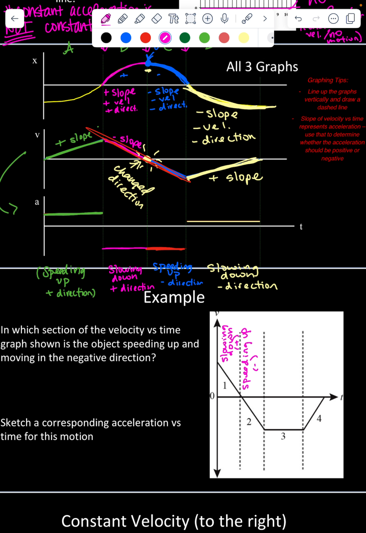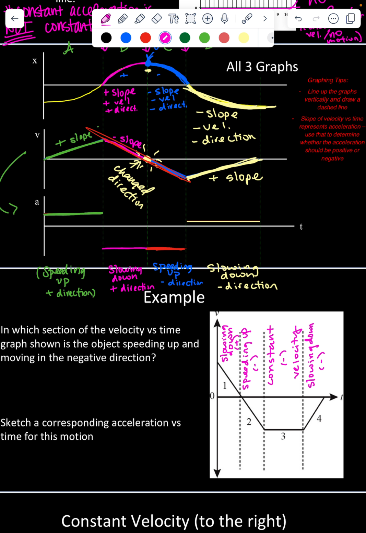Segment 3 is a horizontal line below 0. That means that we have a constant negative velocity happening. And then for segment 4, it's below 0 and the line is trending towards 0, which means I am slowing down in the negative direction.